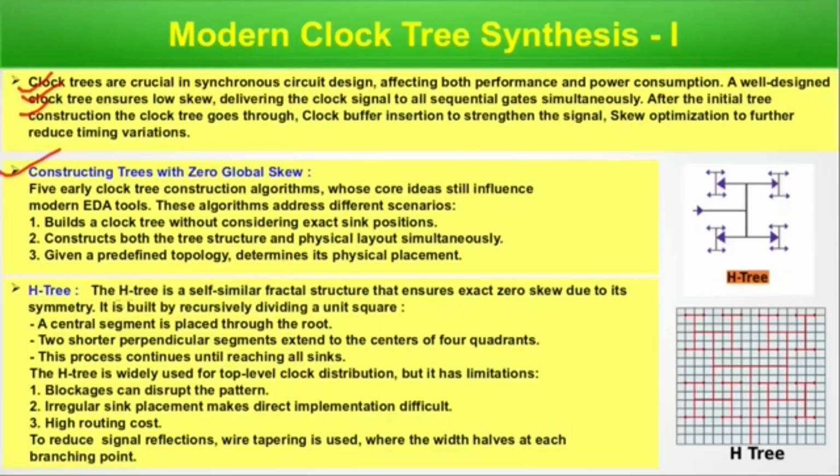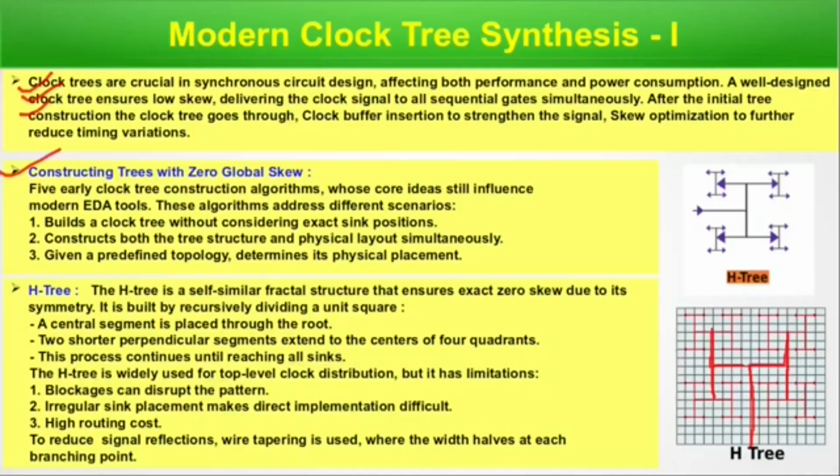The H-tree is a self-similar fractal structure that ensures exact zero skew due to its symmetry. It's built by recursively dividing a unit square. A central segment is placed through the root, and two shorter perpendicular segments extend to the centers of four quadrants. This process continues until reaching all sinks.